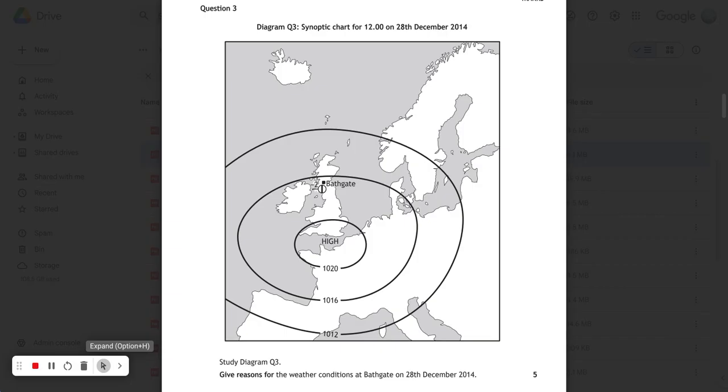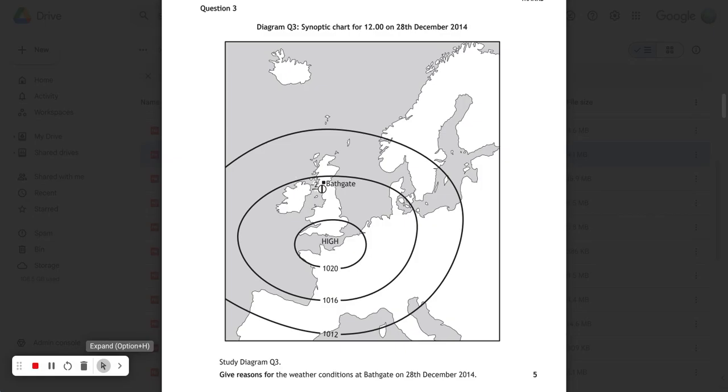Our final mark comes from saying something about the little half tick. Why do we have 5 knots of wind speed? And the reason for that is because the isobars are far apart and the pressure is high. And in high pressure, you tend to have low wind speeds, and the further apart the isobars are, then the lower those wind speeds are going to be, which is why we have a low wind speed.